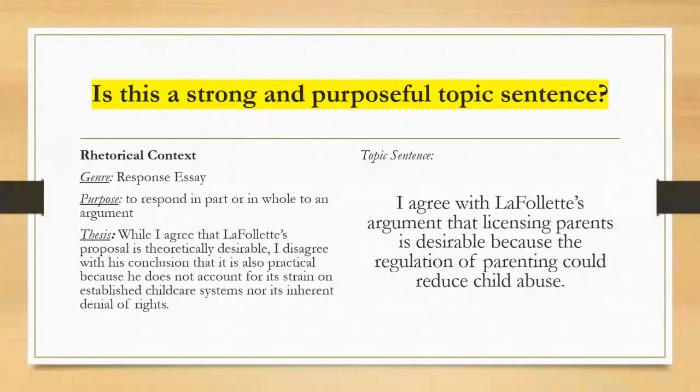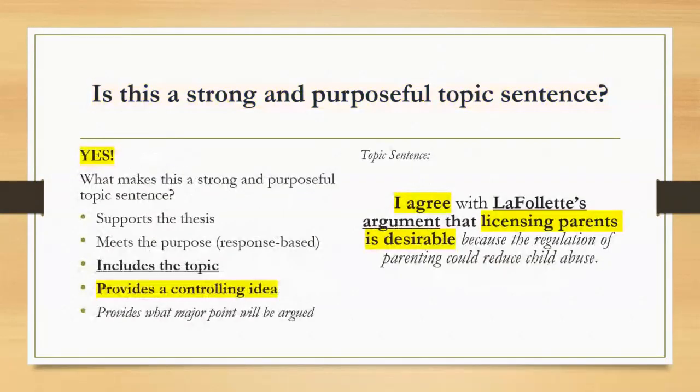So it says, "I agree with La Follette's argument that licensing parents is desirable because the regulation of parenting could reduce child abuse." Let's think about that topic sentence now. Yes, this is a strong and purposeful topic sentence. It supports the thesis statement. It meets the main purpose for our essay, which is response-based. It includes the topic, and the specific topic. It provides the controlling idea, and it gives us that major point that will be argued.